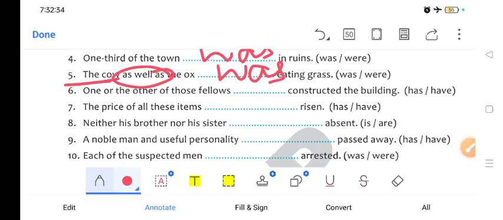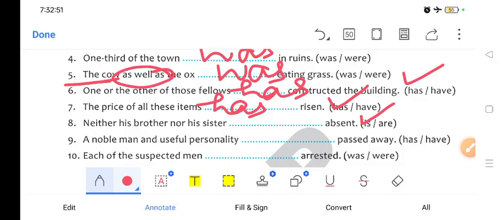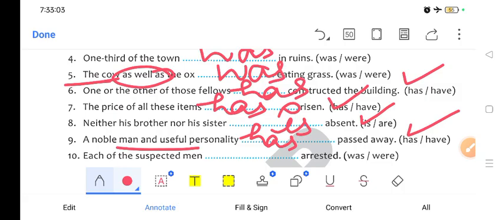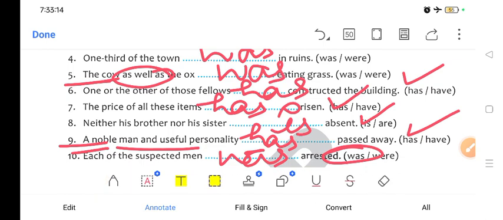Okay. One or the other of these fellows has constructed the building. The price of all these items has risen. Okay. Neither his brother nor his sister is absent. Next, a noble and useful personality has passed away. So we are talking about a single man, a noble man, and a useful personality. Only one article is there at the starting of the sentence. Each of the suspected men was arrested, because each takes a singular noun. Hope I'm clear to all of you.